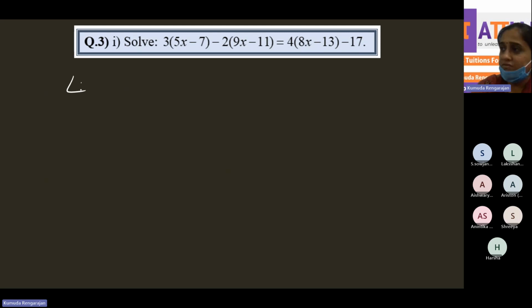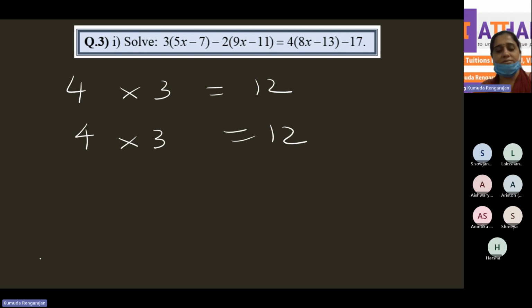So when there are 4 terms in the first bracket and 3 terms in the second bracket, then the product will have 12 terms. If there are 4 terms in the first bracket and 3 terms in the second bracket, then the product will have 12 terms.